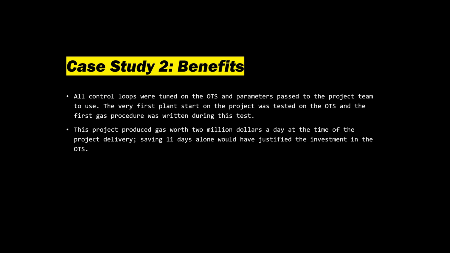The very first plant start of the project was tested on the OTS. So the first plant start was tested on the OTS and then measured. So you see that there is a very similar response between the digital twin, your model or training simulator, and the real plant. So this project produced gas worth $2 million a day. So they saved about 11 days for the deployment of the plant.